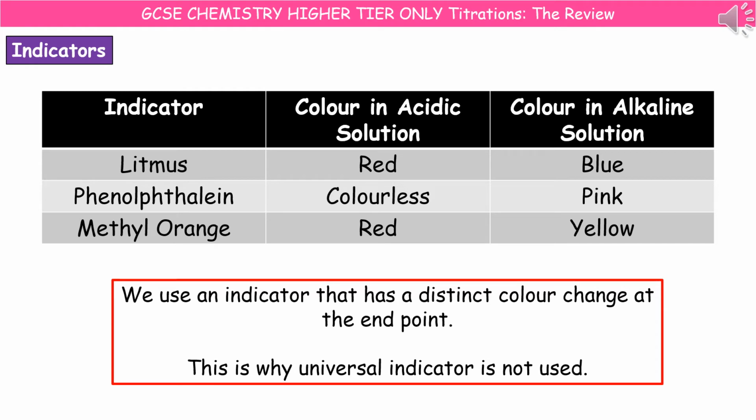So litmus, which is red in acidic and blue in alkaline. Phenolphthalein is colourless in acidic solutions but pink in alkaline, and methyl orange is red in acidic and yellow in alkaline solutions. We use these because there's a distinct colour change at the end point, so that means that you can clearly see when that reaction has ended, whereas with universal indicator you're constantly trying to guess, therefore we don't use it.